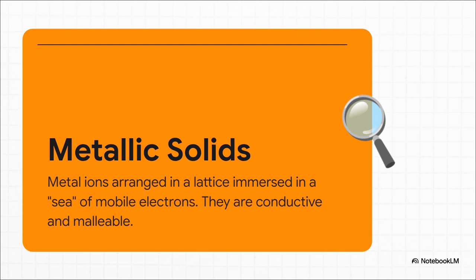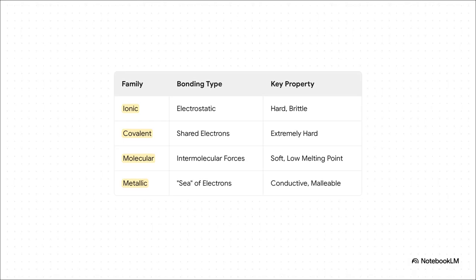And it lets the ions slide past each other, which is why you can bend a metal instead of it just shattering. So just a quick recap here. You've got ionic bonds, which give you hard but brittle solids. You have covalent networks, which create extreme hardness. Then there are those weak intermolecular forces, which result in soft, low melting point solids. And finally, that metallic sea of electrons gives us conductivity and malleability. 4 different kinds of glue, 4 totally different results.